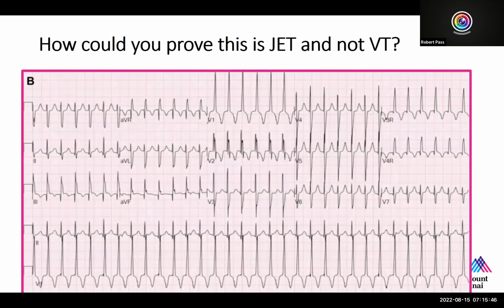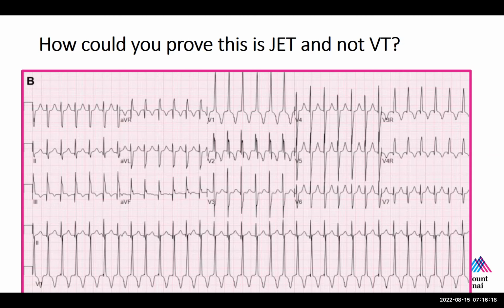So you have this rhythm, and you're at the bedside and you're thinking to yourself at 2 a.m., Rob Pass said that if there are more V's than A's, the differential here is JET or VT. So how could we prove if this is JET or VT? So let me ratchet this up to Dr. Barris. David, if you were at the bedside, how could you tell if this was VT or JET?